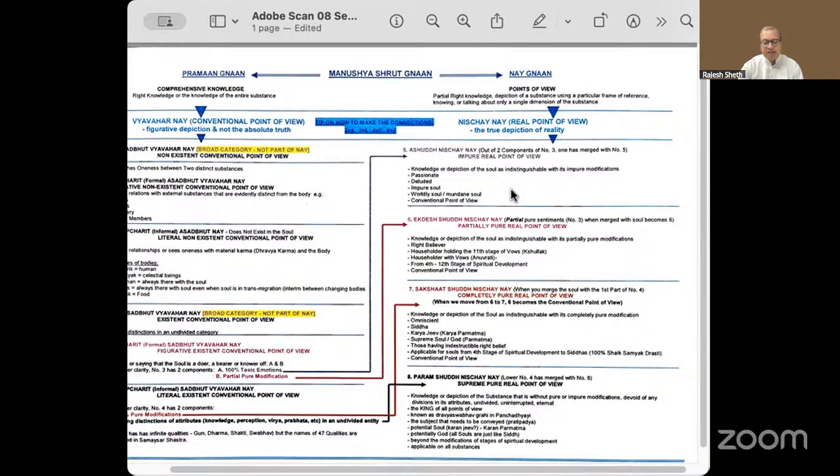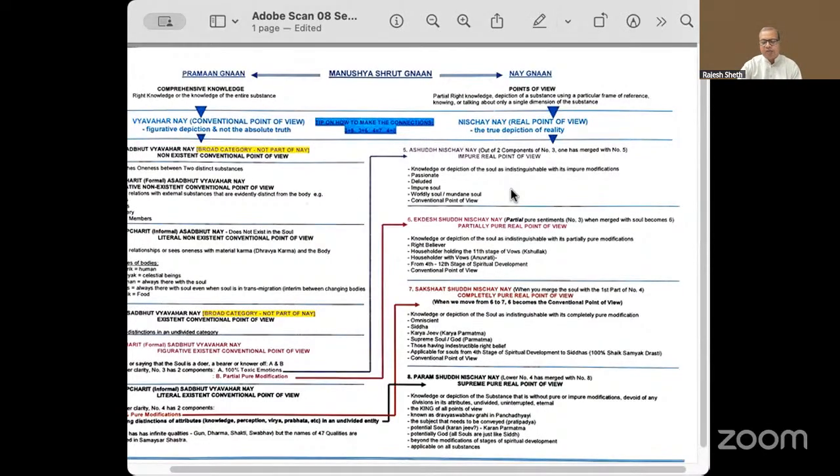Okay. If these impure sentiments were completely separate from the soul, there would be no influx or bondage, and hence no question of attainment of liberation, which is against the principle. That is why we have to accept that impurity exists in the soul itself, although from one standpoint of view.